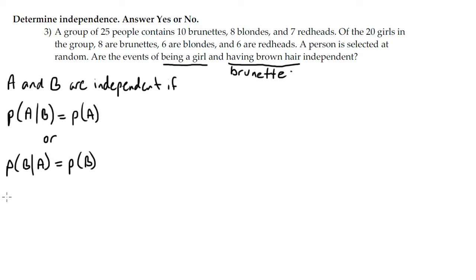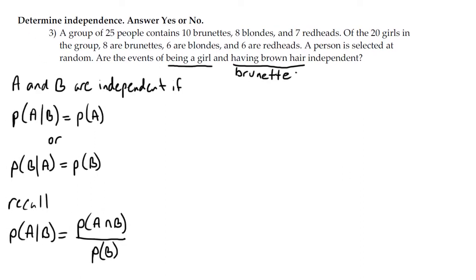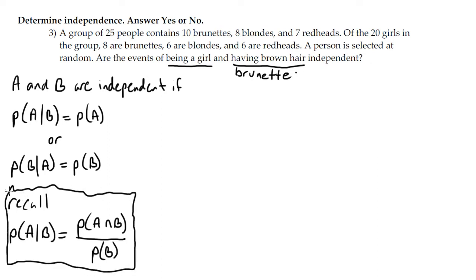And we should also recall that the probability of A given B, that's conditional, right? Is the probability that both events occur, probability of A intersect B, divided by the probability of the event that we know has already occurred, divided by the probability of B. So recall this. All right, this is what we need to remember, and this is what we're trying to show. So let's do it.